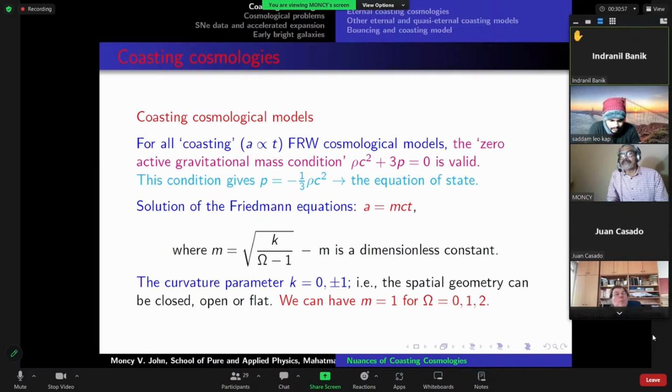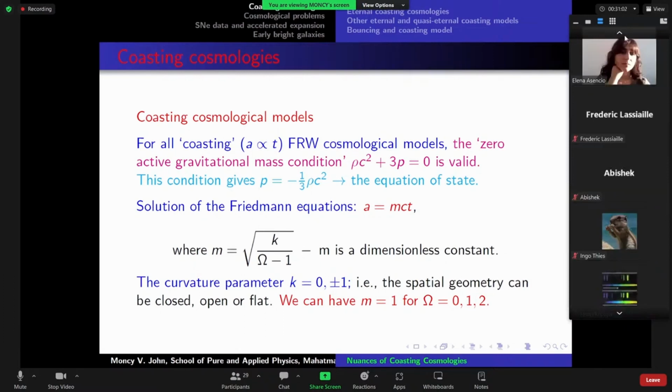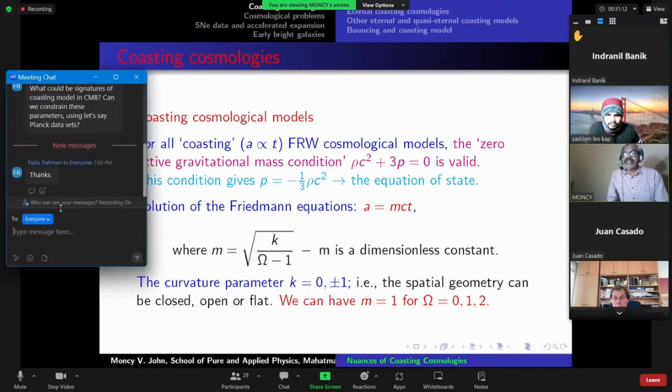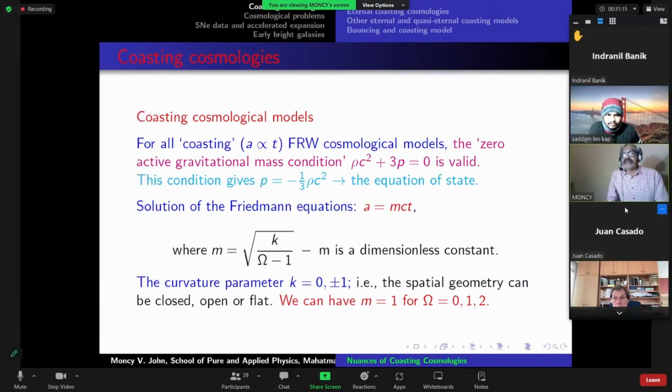So how does that work in this model? Do you get A proportional to T even in the first few minutes of the universe in this model? Yes, in this model. Throughout the evolution of the universe, the scale factor is the same, A proportional to T. And in all components in the cosmic fluid, there can be creation of matter from lambda. That is one important aspect of this model.